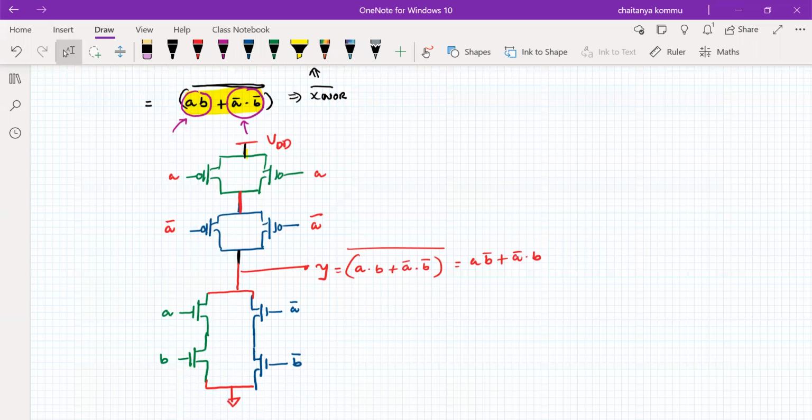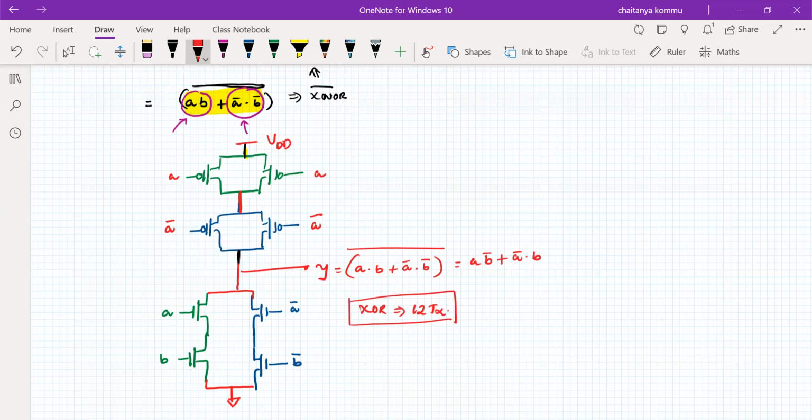By the way, how many transistors have we used here? 1, 2, 3, 4, 5, 6, 7, 8. We have used 8 transistors in total, but A bar and B bar are also there. For that, another 2 transistors each, so 4 transistors are required. In total, XOR uses 12 transistors. XOR uses 12 transistors.